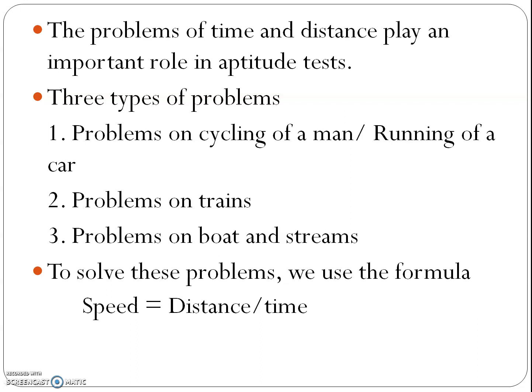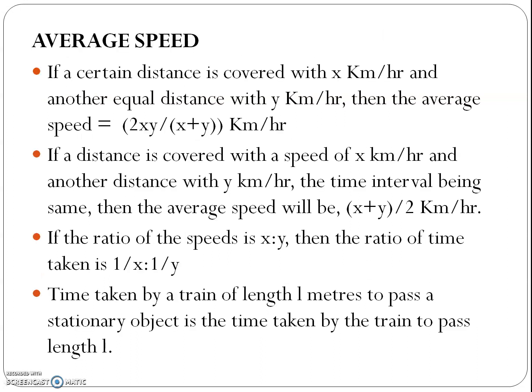To solve these problems, we use the most fundamental formula: speed equals distance by time, or time equals distance by speed. Average speed: if a certain distance is covered with x kilometers per hour and another equal distance with y kilometers per hour, then the average speed will be 2xy divided by x plus y kilometers per hour. This formula is obtained by calculating the harmonic mean between x and y. We note that this formula is used when the distance traveled is the same for x and y.